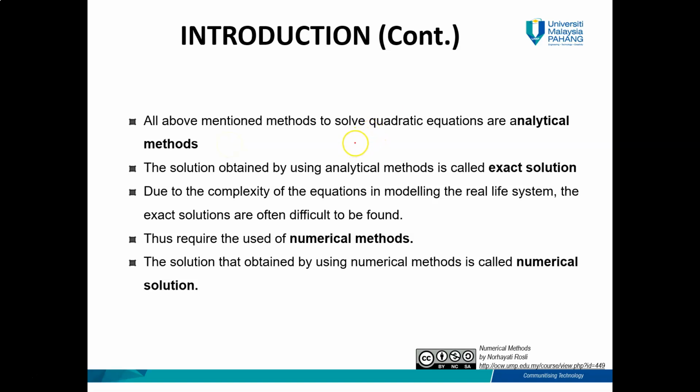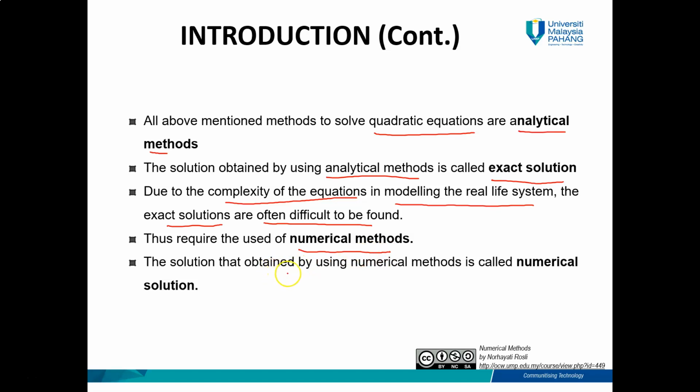So class, all the above mentioned methods are actually used to solve quadratic equations only, and we call that method an analytical method. The solution obtained using an analytical method, we call it an exact solution. But due to the complexity of the equations in modeling real life systems, exact solutions are often difficult to find. This means that in this case, we are required to use numerical methods.